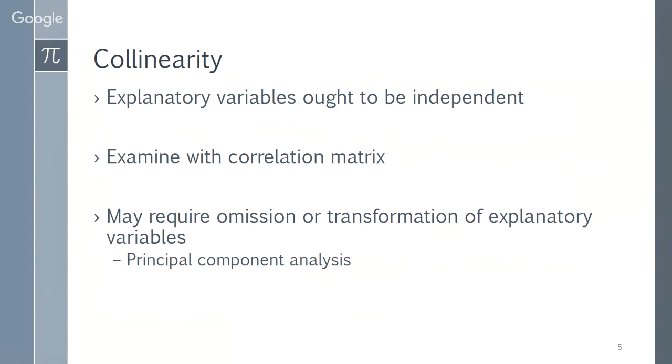But please be aware of collinearity. Again, we're going to examine it with a correlation matrix, and there are avenues available to you to solve the problem if it exists, but we're not going to focus too much on that. I just want you to know that solutions do exist.